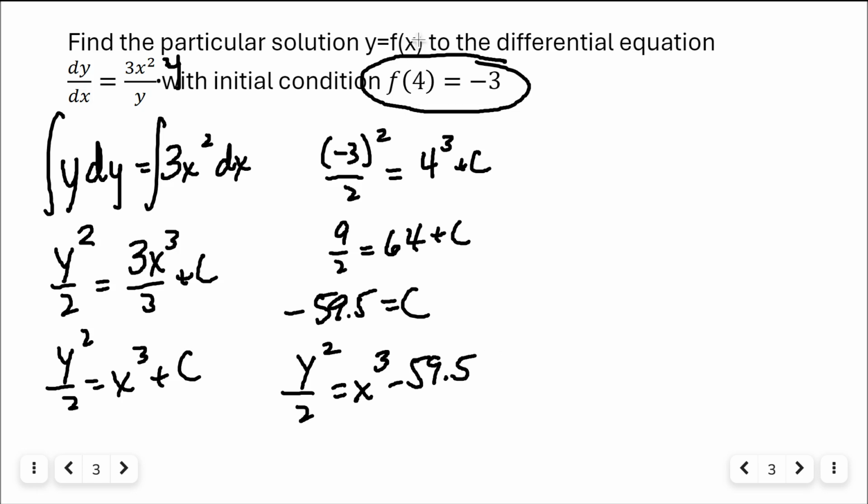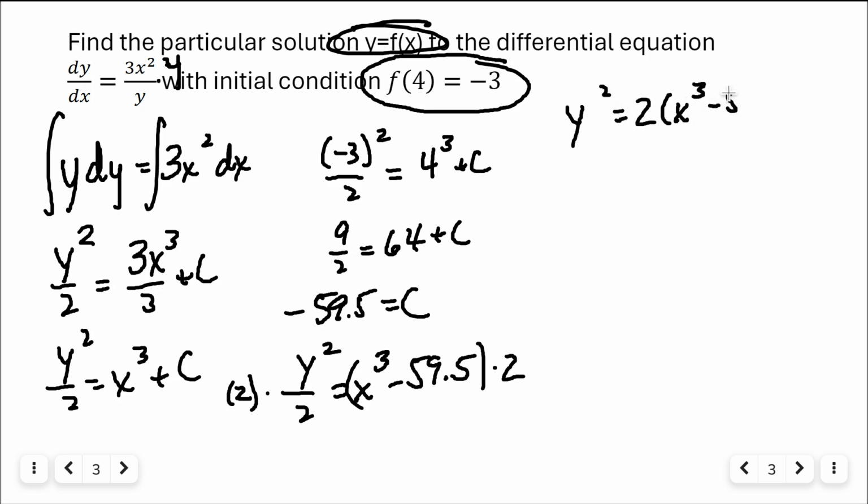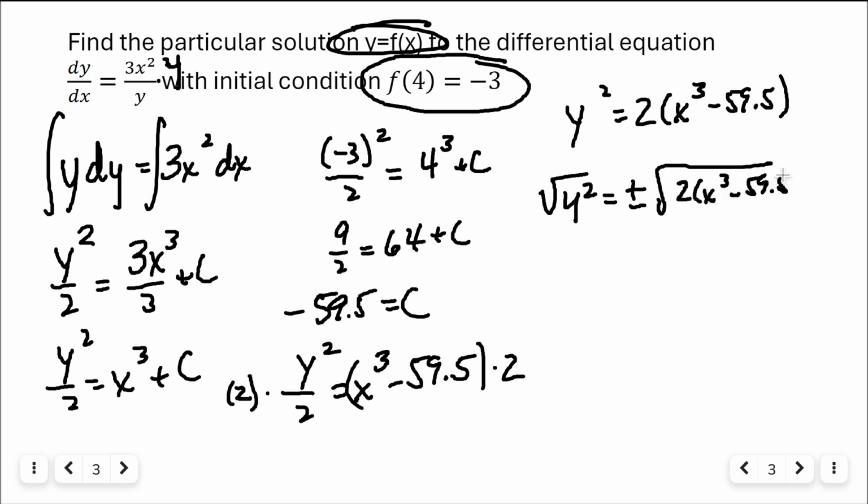But I want the particular solution y equals f of x. This has to be solved for y. So now I got to solve this thing for y. So I got to keep going. Multiply both sides by 2. So we got y squared equals 2 times x cubed minus 59.5. Okay. Now I got to get rid of the square on both sides to get y alone. Take the square root on both sides. I need a plus or minus because it took the square root. So y is equal to plus or minus the square root of 2 times x cubed minus 59.5.